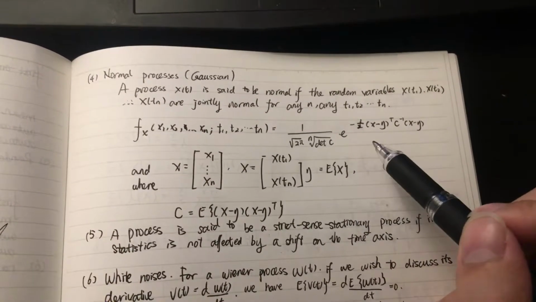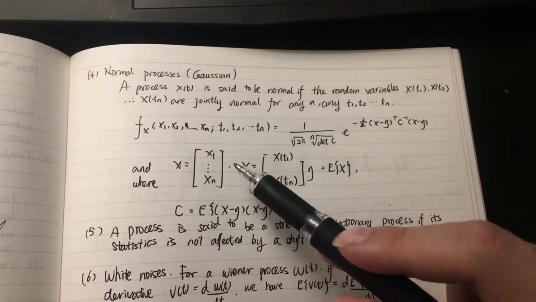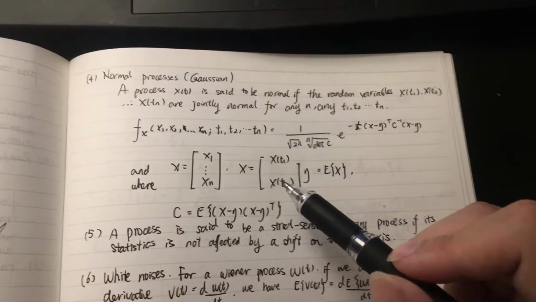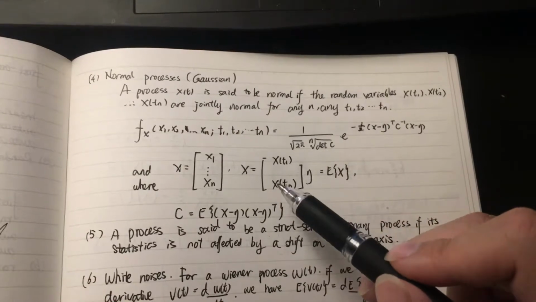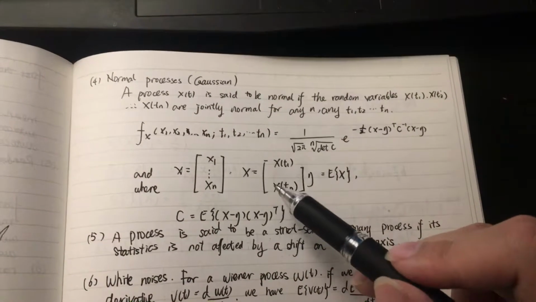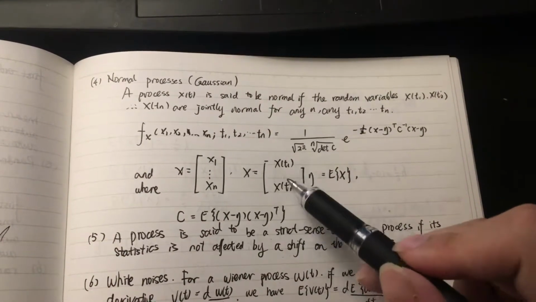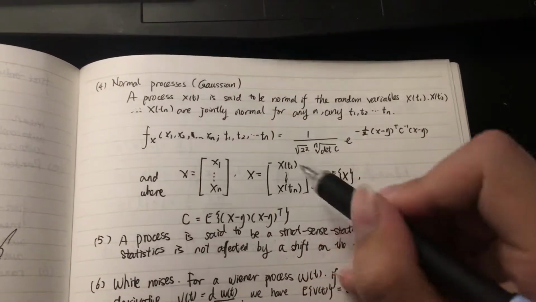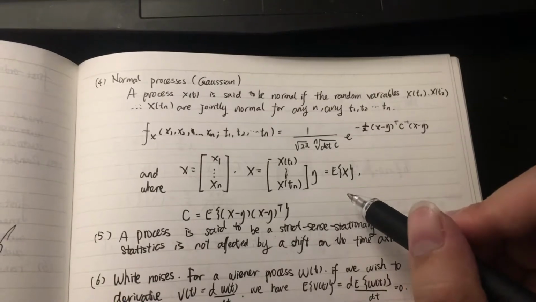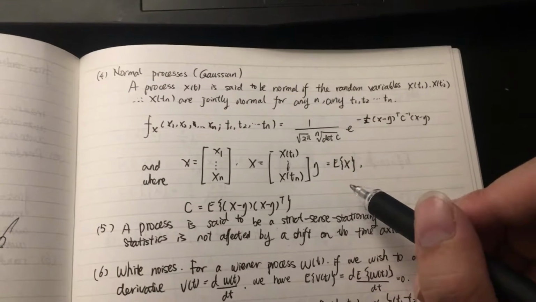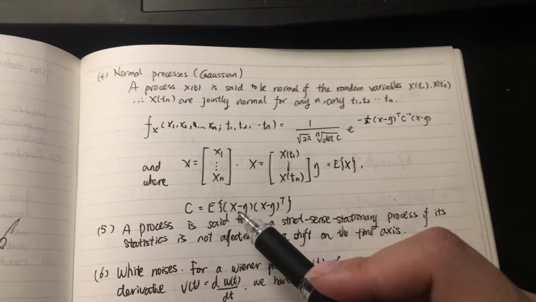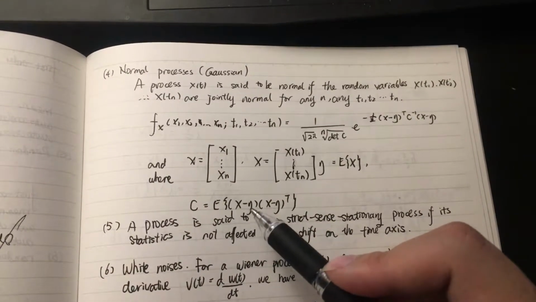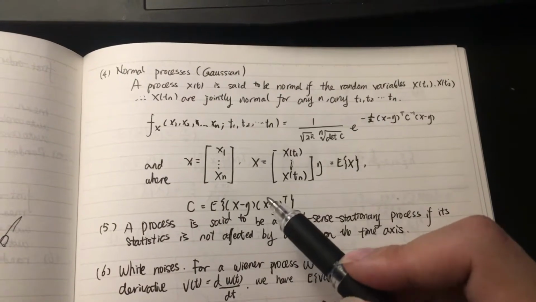Where we can also define x, which is equal to x1 to xn as an n by 1 matrix, and x is also equal to x of t1, x of t2, to x of tn. And eta is equal to the means of x. We can also find the covariance of x, which is exactly equal to the expectation of (x minus eta) times (x minus eta) transpose.